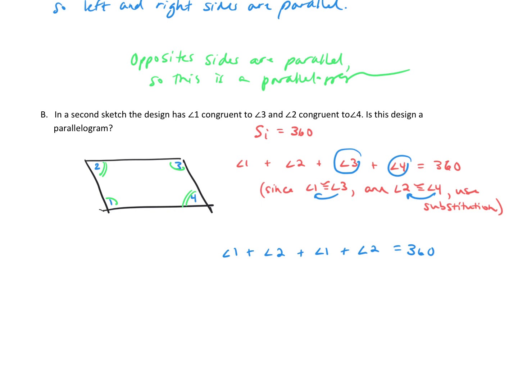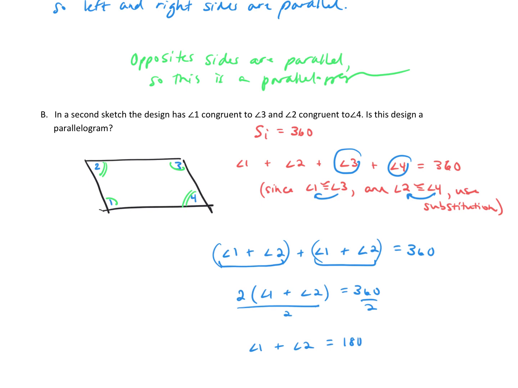We're just kind of manipulating our equation based off of true facts that we know. Math does this a lot. If you notice, we have an angle 1 plus angle 2, and then we have another angle 1 plus angle 2. So how many of those angle 1 plus angle 2's do we have? We have 2 of those. 2 times angle 1 plus angle 2 equals 360. Well, let's go ahead and get rid of that 2 with division. We can divide. So we have angle 1 plus angle 2 is equal to 180.